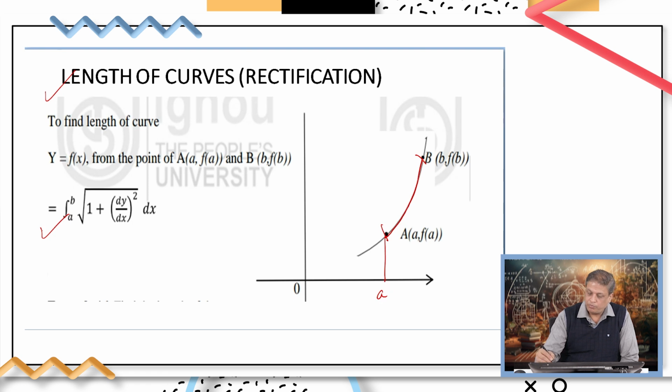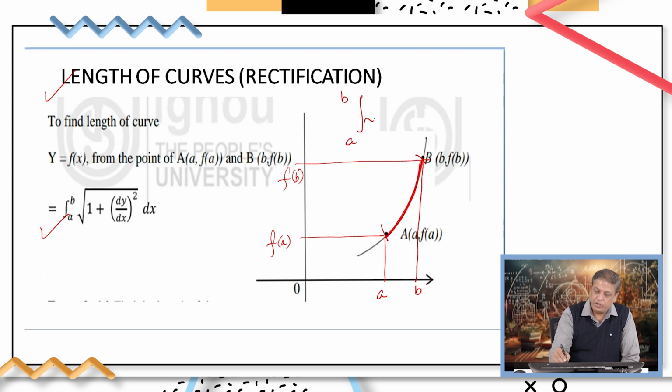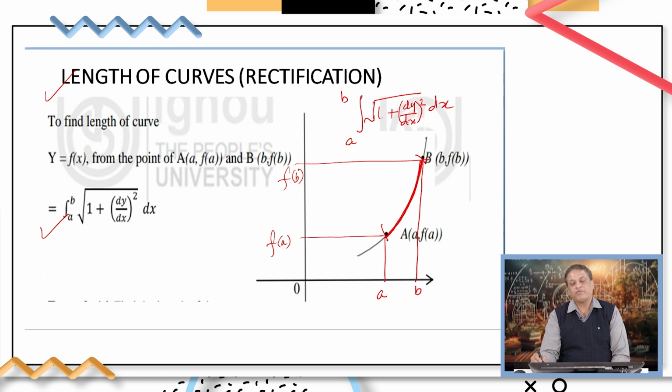Say this is point A on the x axis, this is point B on the x axis. Evaluating the value, we have f(a) and f(b) as the respective values for the function y is equal to f(x) at points A and B. So, the length of the curve between the two points A and B will be given by the integral of a to b square root of 1 plus (dy by dx) whole square into dx. You are supposed to simply evaluate this definite integral and you can determine the length of the curves.